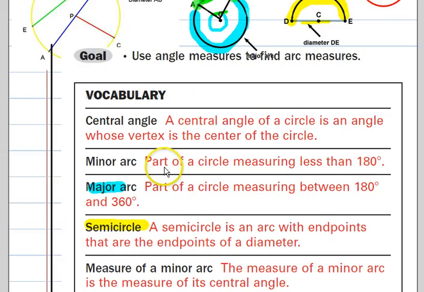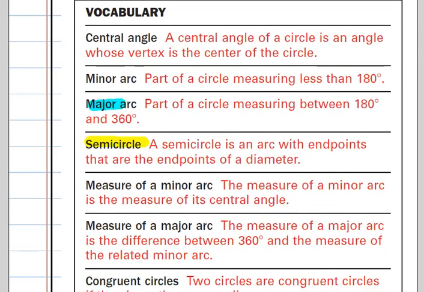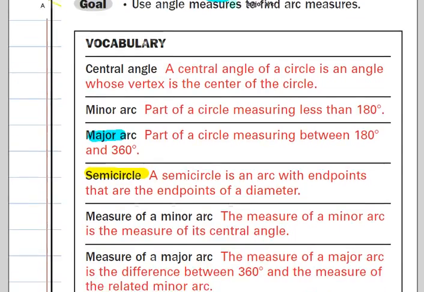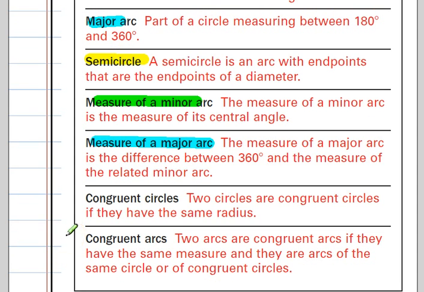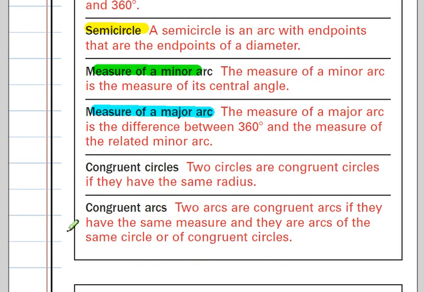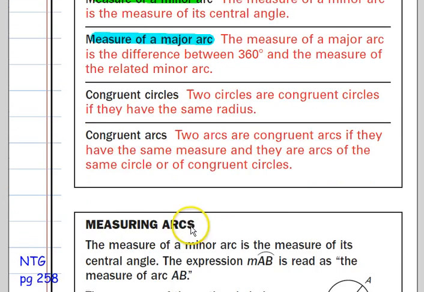So it's important that we notice the difference. So the measure of the minor arc is the measure of the angle that produced that arc. And the measure of the major arc is the measure of the angle that produced that arc. But the difference between these two numbers is that their sum should be 360. Okay? And circles are congruent if they have the same radius, and their arcs are congruent if they have the same measure. So these are the notes that you didn't know about.